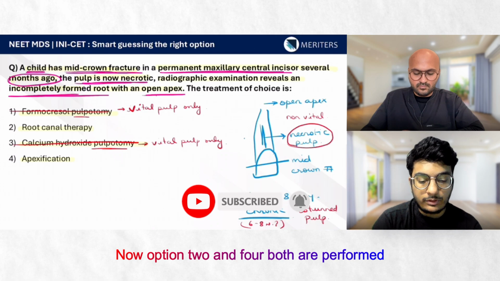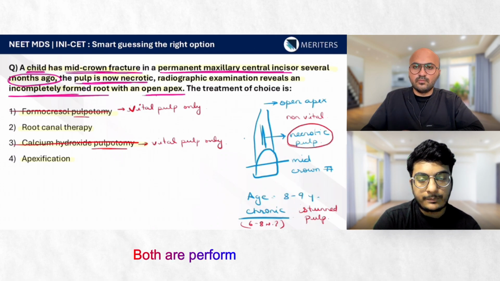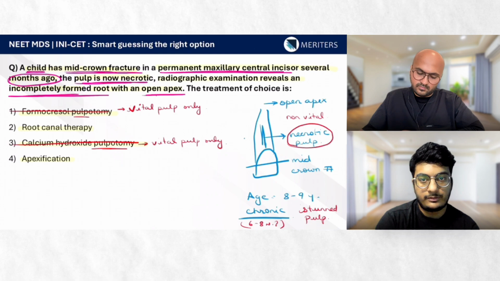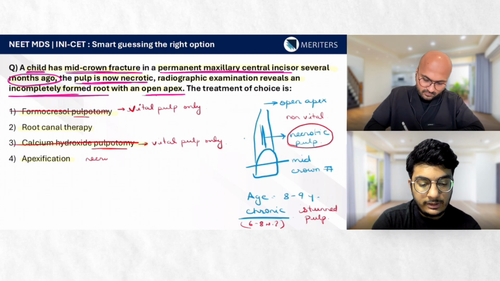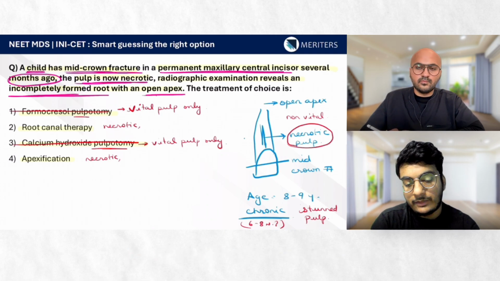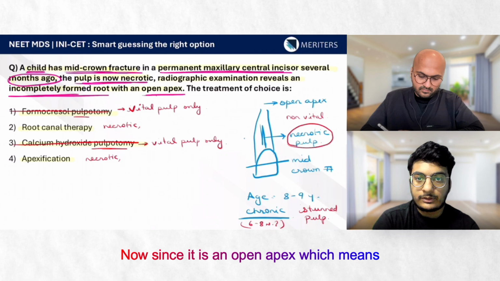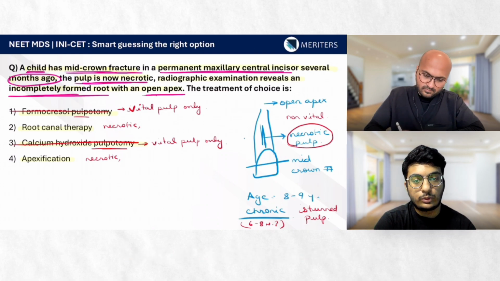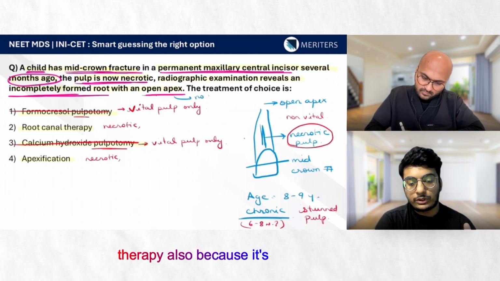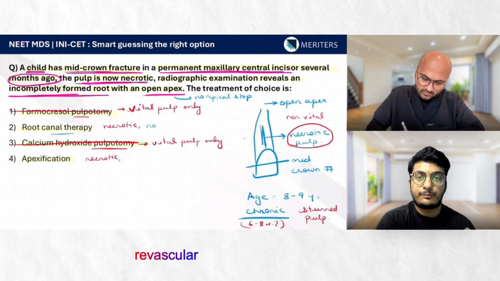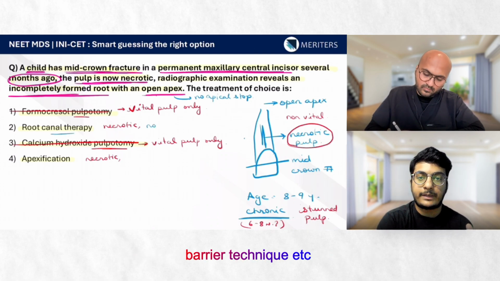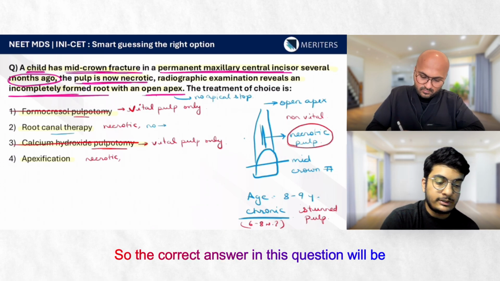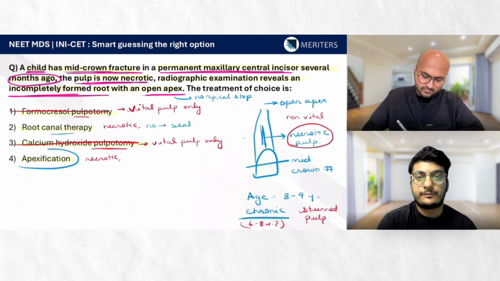Now, options 2 and 4, root canal therapy and apexification, are both performed for necrotic cases. To arrive at the correct answer from these two, we will see the next keyword, that is, an open apex. Since it is an open apex, there is no apical stop to do a normal obturation, which is done in root canal therapy. So that is how we will rule out root canal therapy also, because it's an open apex, and we know that in open apex cases, we prefer procedures like revascularization, apexification, apical barrier technique, etc. So the correct answer in this question will be apexification.